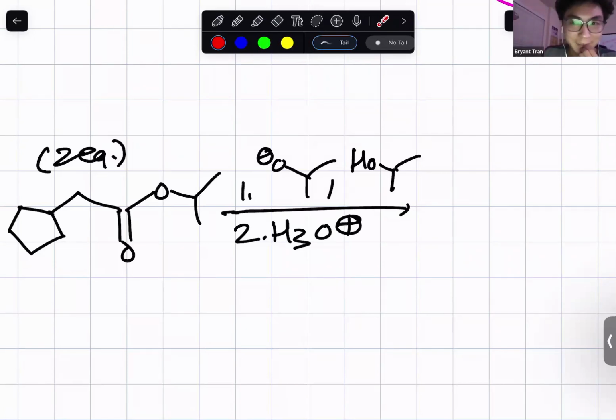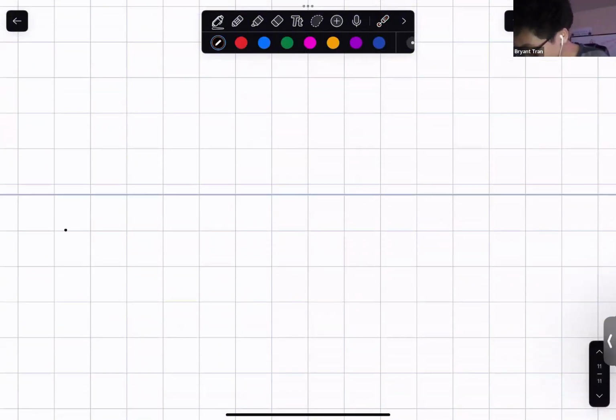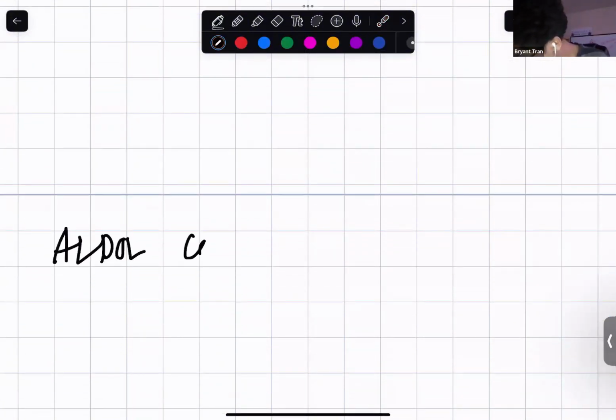Now, I'm gonna do 118B, aldol condensation, aldol dehydration reaction, which is very similar to what we just did here. So, aldol condensation.